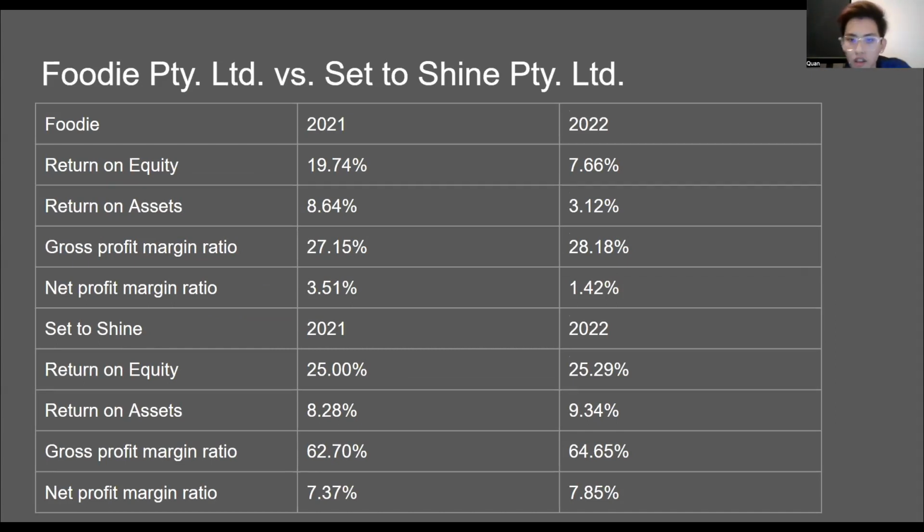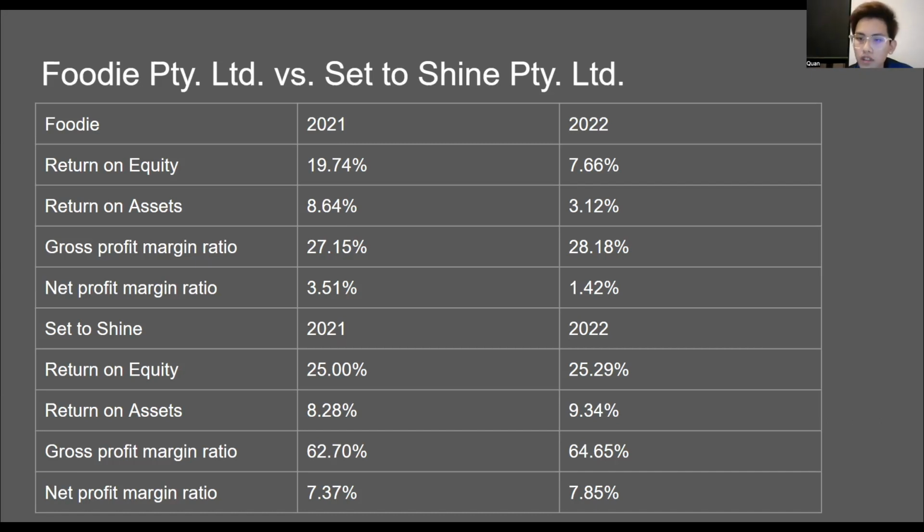Set to Shine demonstrates consistent profitability with a high return on equity, return on assets, gross profit margins, and net profit margin ratio in 2021. The ratios even increased in the following year. However, Foodies has an overall lower ratio than Set to Shine company.